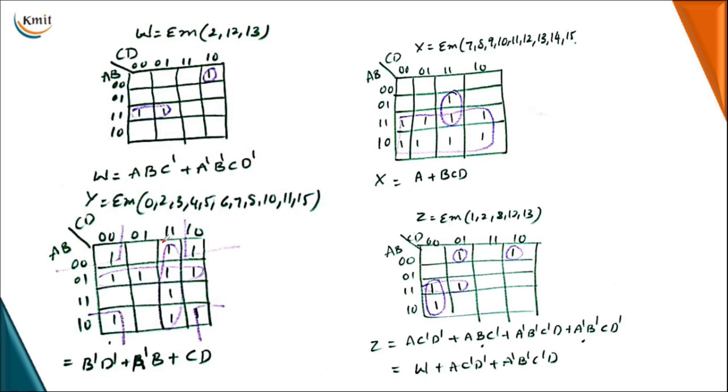In the same manner, X equal to sigma m of 7, 8, 9, 10, 11, 12, 13, 14, 15. First we will map your function. Upon mapping, we will go for the minimization.